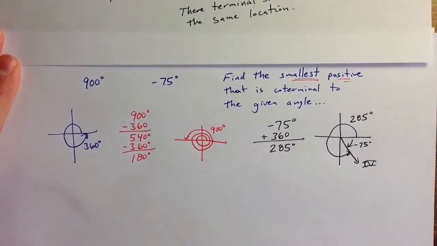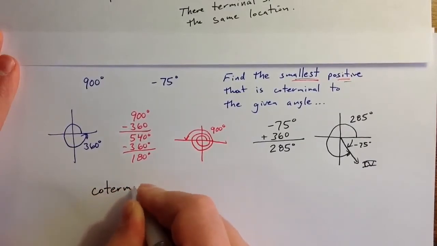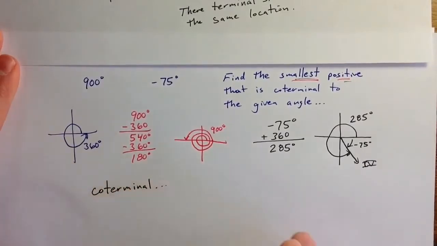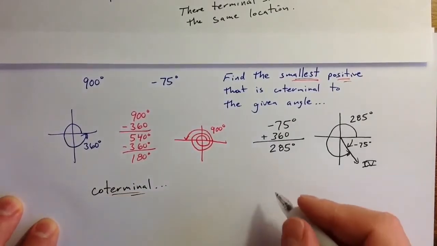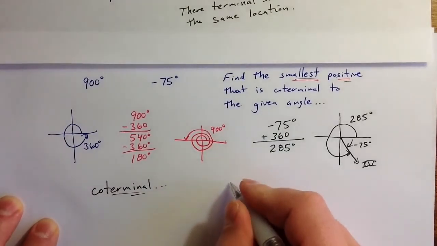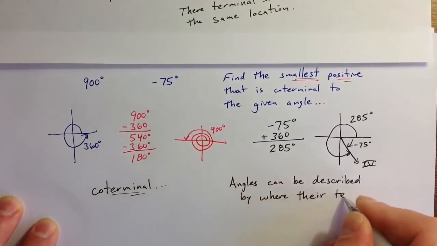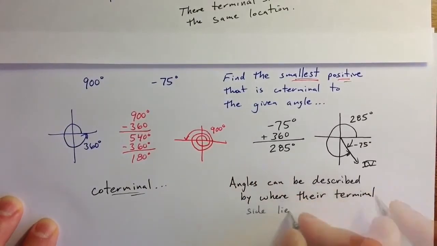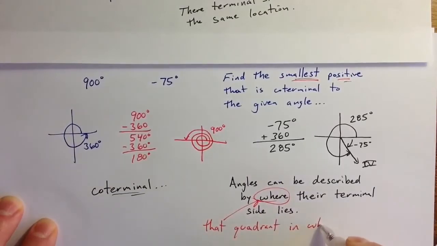The idea of coterminal angles is pretty important, and we'll see when we define the trigonometric ratios that coterminal angles will lead to the same trigonometric ratios. Angles are often described by where their terminal side lies. And what I mean by where, I should be a little more specific here, is the quadrant in which their terminal side lies.